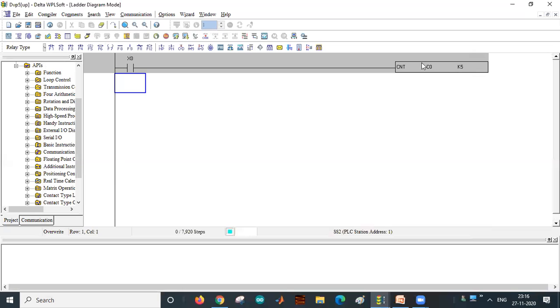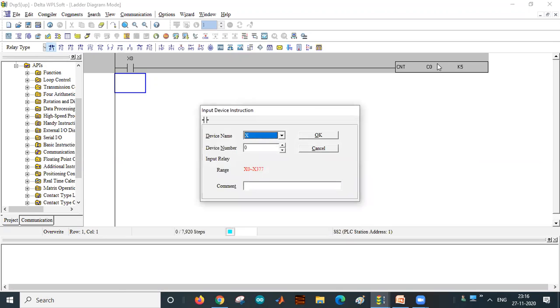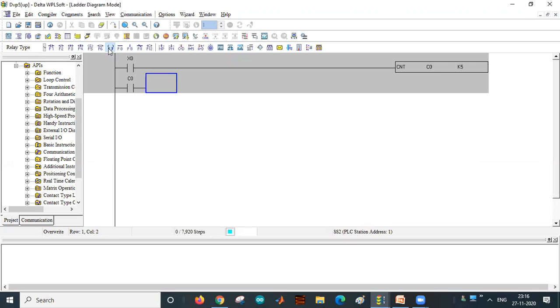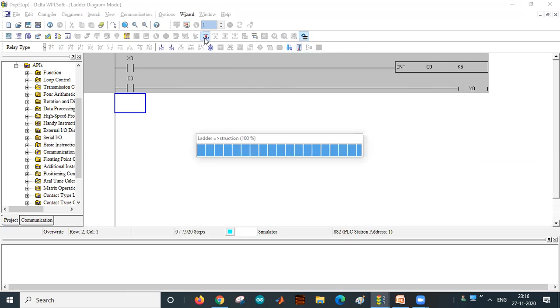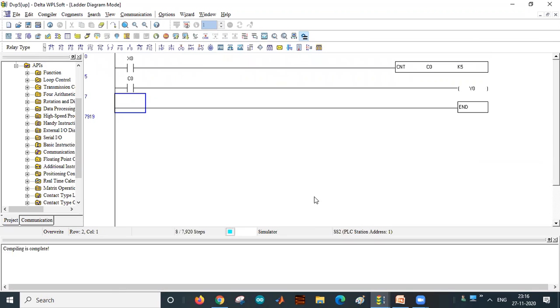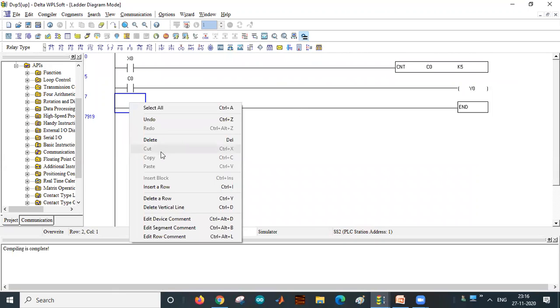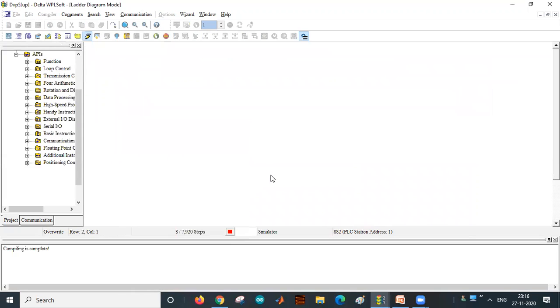Whenever the counter value reaches 5, C0 will be energized. With that C0 address, you make one contact to glow Y0. Whenever C0 is on, the Y0 alarm or indicator will turn on. Clearing the counter we will explain again, so let us see up to this now.